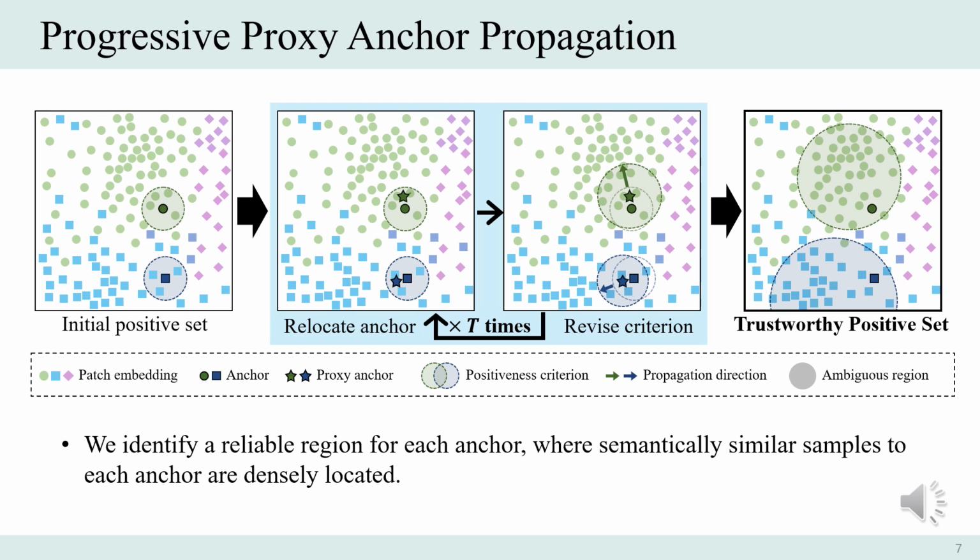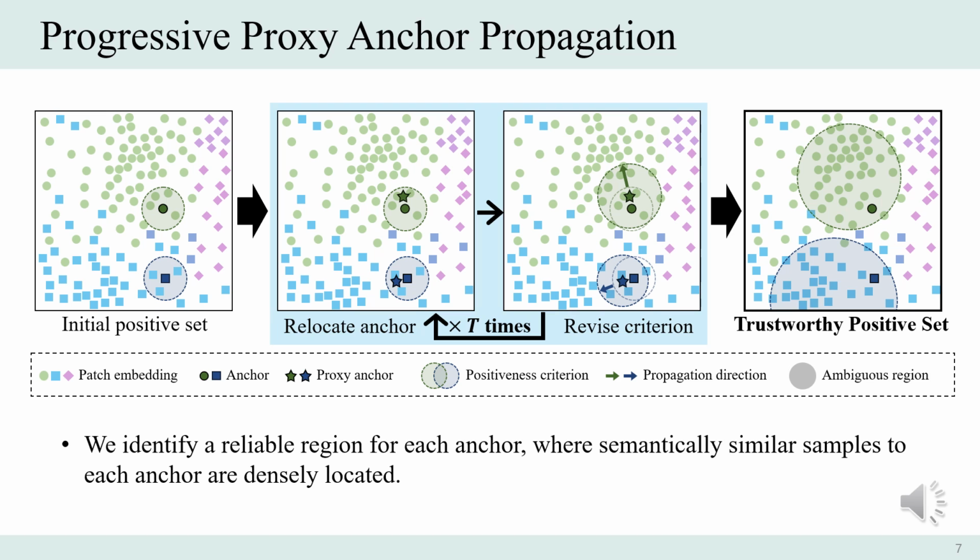We begin by defining a tight boundary around each anchor to construct a small, reliable positive set. This is because the samples within closely adjacent regions are highly likely to share similar semantics even within the image-level pre-trained embedding space. Subsequently, we iteratively undertake two steps to enlarge a trustworthy positive set per anchor.